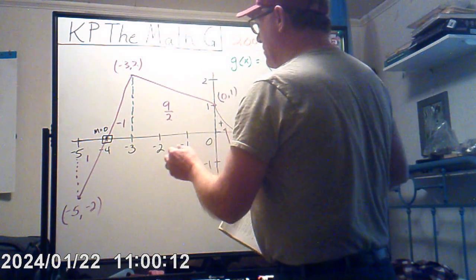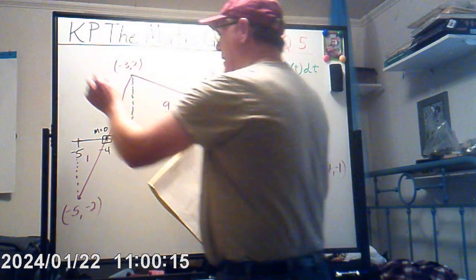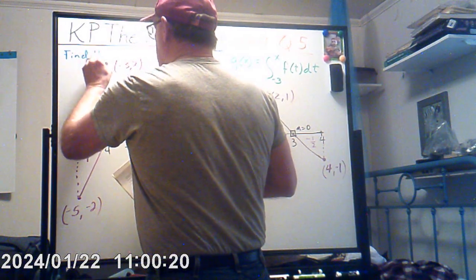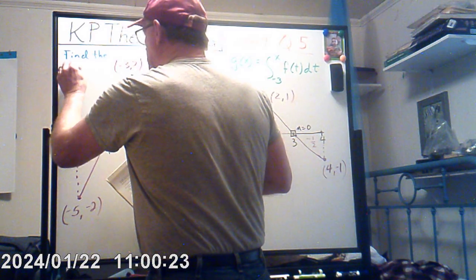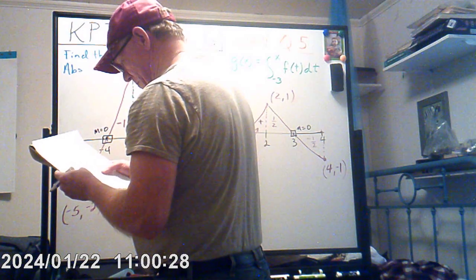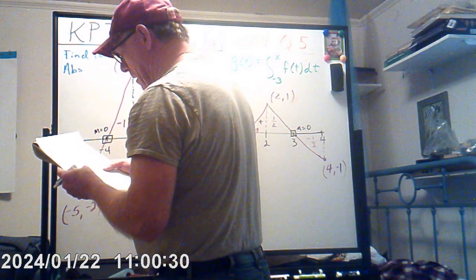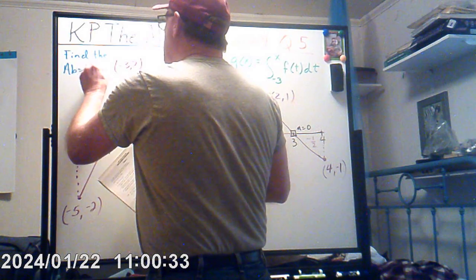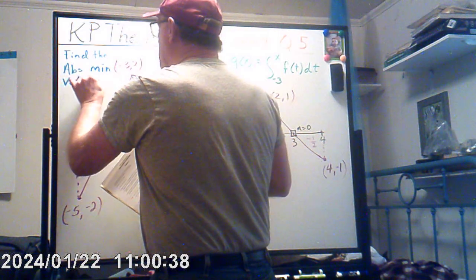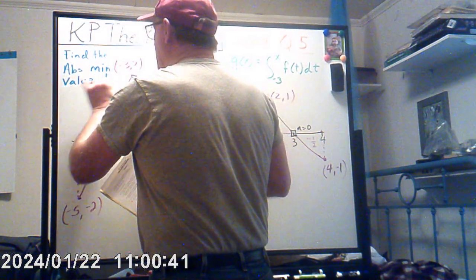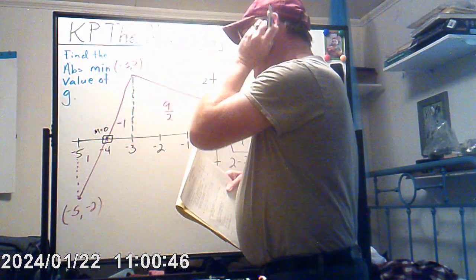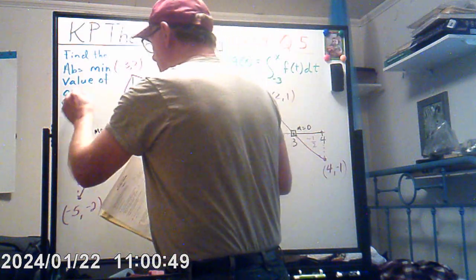I don't know where in the world I want to write this, but anyway, maybe I can put it here. Find the absolute, and in this particular case, minimum value of G, and that's important that we understand that we do find the absolute minimum value of G.